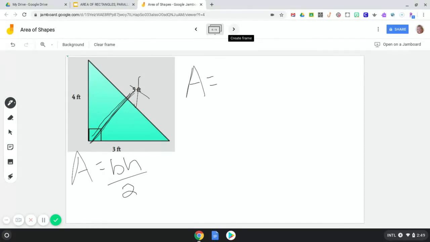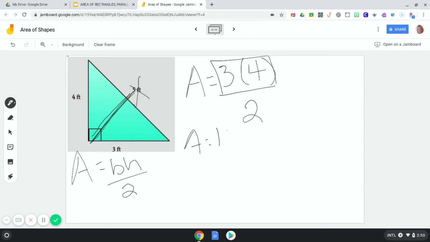So I'm just going to use my base as, I'll say it's 3. And I am multiplying that by 4. And then dividing all of that by 2. So step 1, multiply 3 times 4. And when I do that, I get 12. And I'm going to take 12 and divide that by 2. And so my area is 6. And again, base and height, that is 2 dimensions. So it is feet squared.